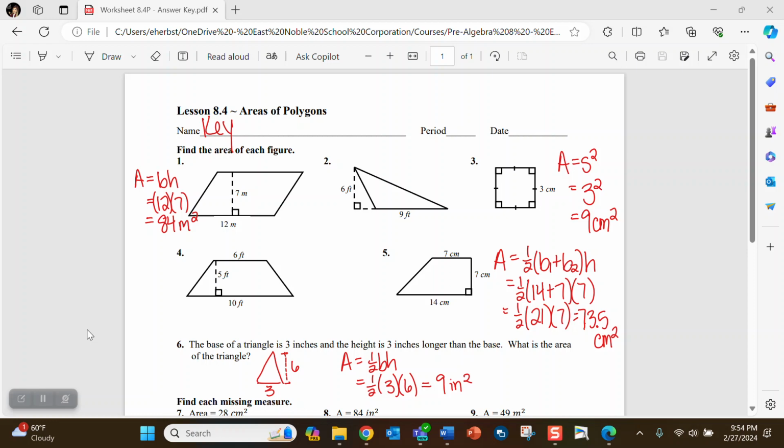Number 5, the area of a trapezoid is 1/2 times the sum of the bases, so b1 plus b2, times h. So I plugged in 14 and 7 for the base lengths and 7 for the height. And then you can see I simplified inside the parentheses. 14 plus 7 is 21, and then multiplied 1/2 times 21 times 7 and got 73.5 centimeters squared.